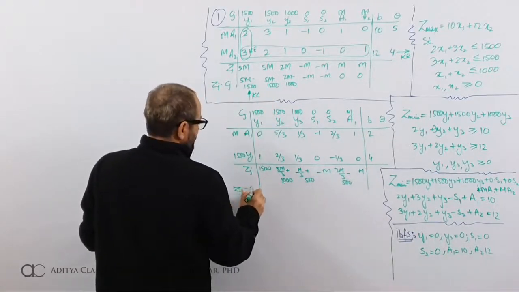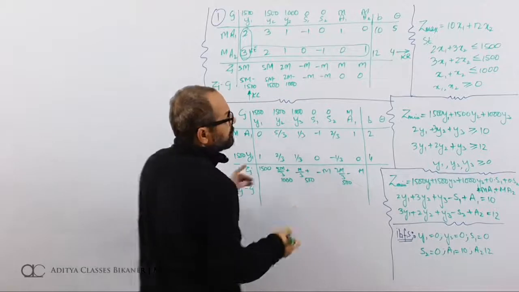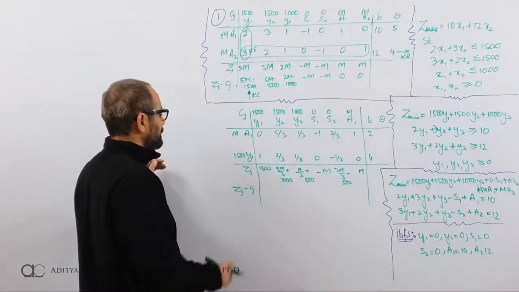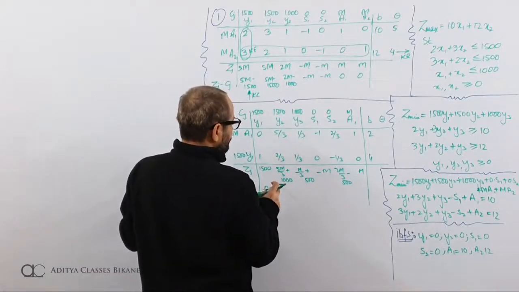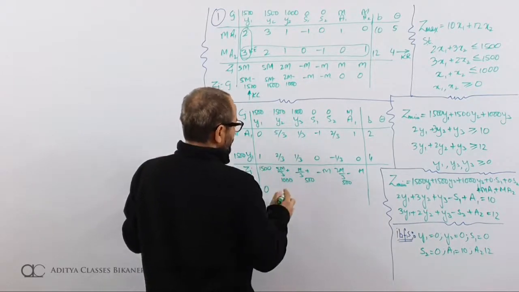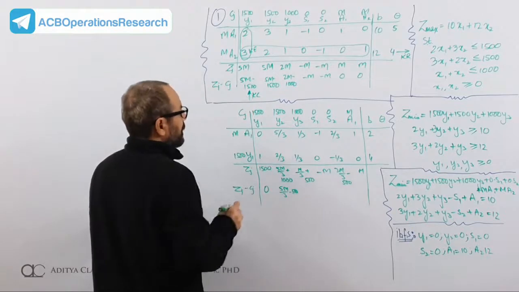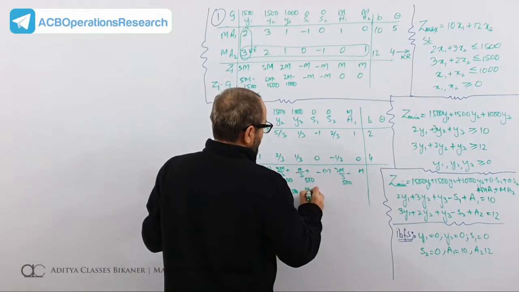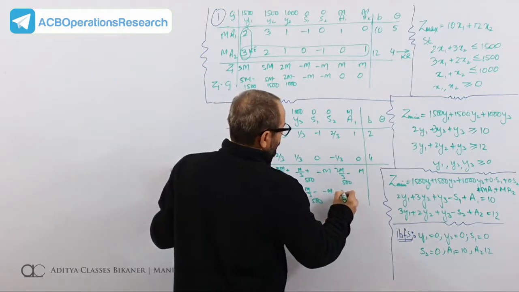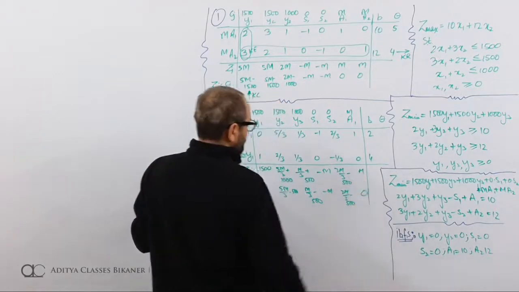I'll be going with Zj minus Cj. Why Zj minus Cj? Because this is a minimization problem. Though the original problem was maximization, the dual suggests Zmin. So for Zmin, I'll be going for Zj minus Cj. 1500 minus 1500 would be a 0. 5M plus 3 minus 5M by 3 plus 1000 minus 1500 would be 5M by 3 minus 500. And then this would become M by 3 minus 500. This will be minus M. This will be 2M by 3 minus 500 and this will be a 0.